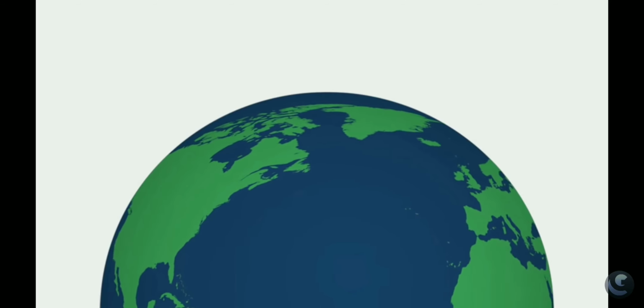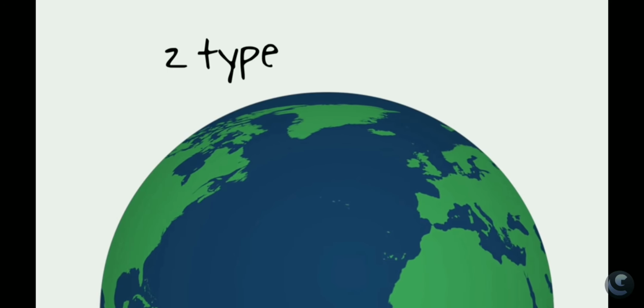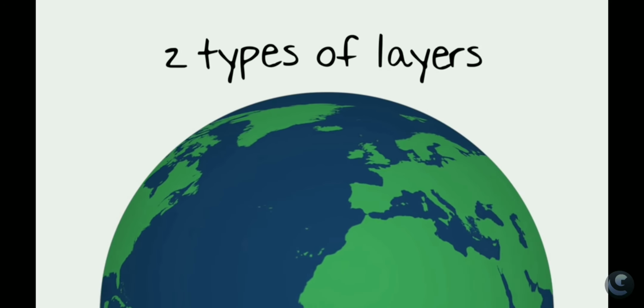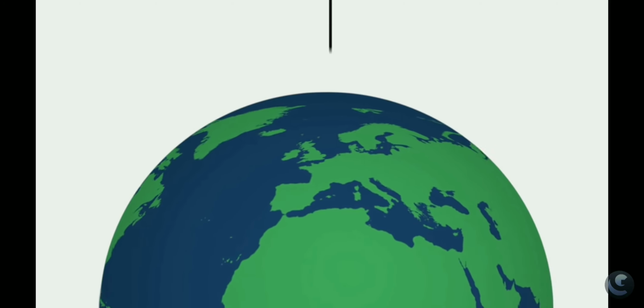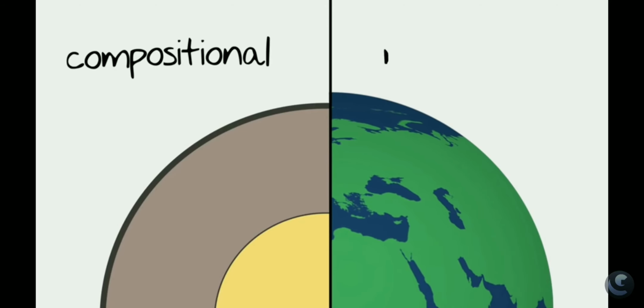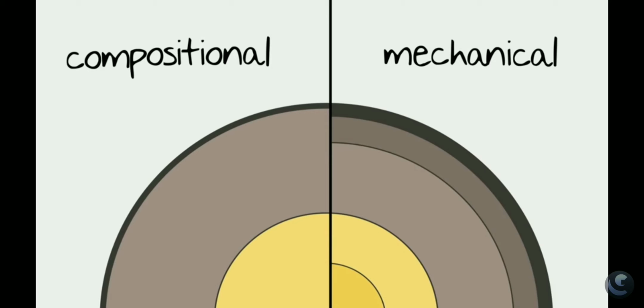Our Earth is made up of layers, and there are two types of layers we need to learn about in order to understand plate tectonics: the compositional or chemical layers, and the mechanical layers. We could spend an entire session on what makes both of these types of layers unique, but for this lesson, we're simply going to provide an overview.